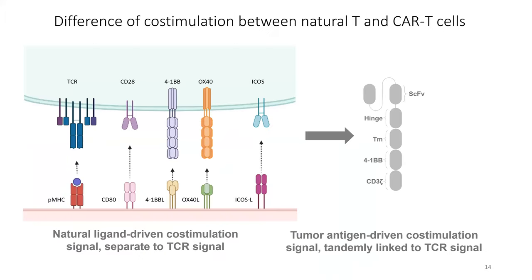But let's look at the difference of co-stimulation between the unmodified T cells and the CAR T cells. In unmodified T cells, the co-stimulation activation is initiated by the engagement of the natural ligand and the receptor. And this co-stimulation signaling is independent of, separate from, the T cell signaling. However, in the CAR design, the co-stimulation domain is tandemly linked to the T cell signaling. So the activation is driven by the tumor antigen, not a natural ligand. But here comes the question: what if we mimic the natural co-stimulatory signals in CAR T cells? What if we introduce a separate co-stimulation receptor in the CAR T cells?